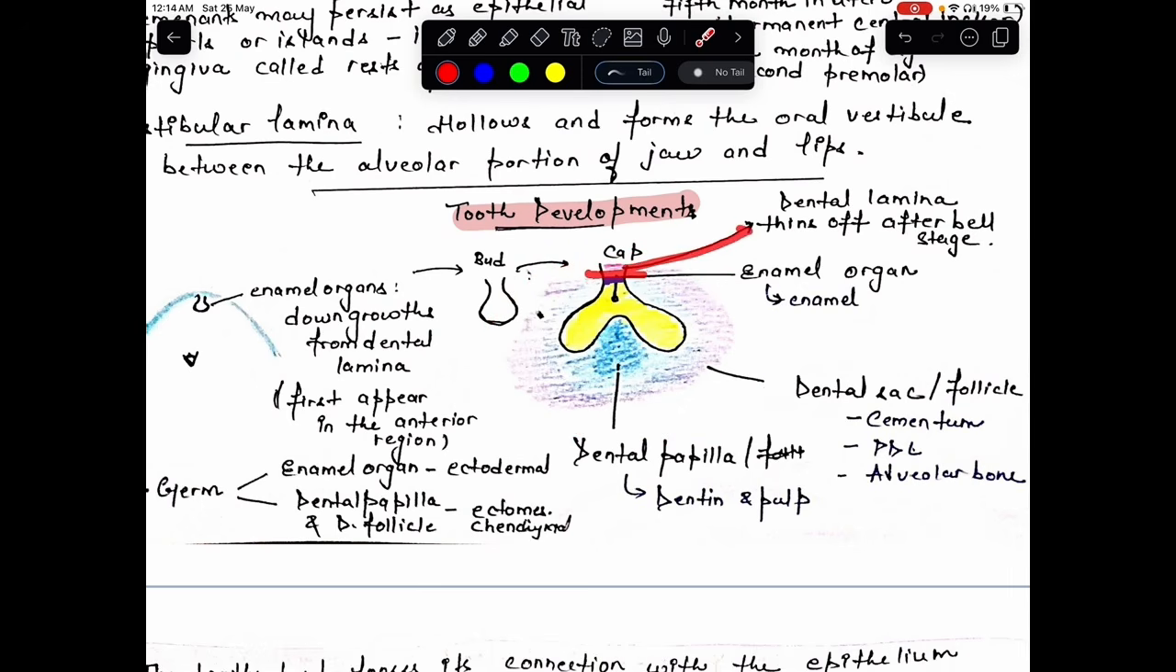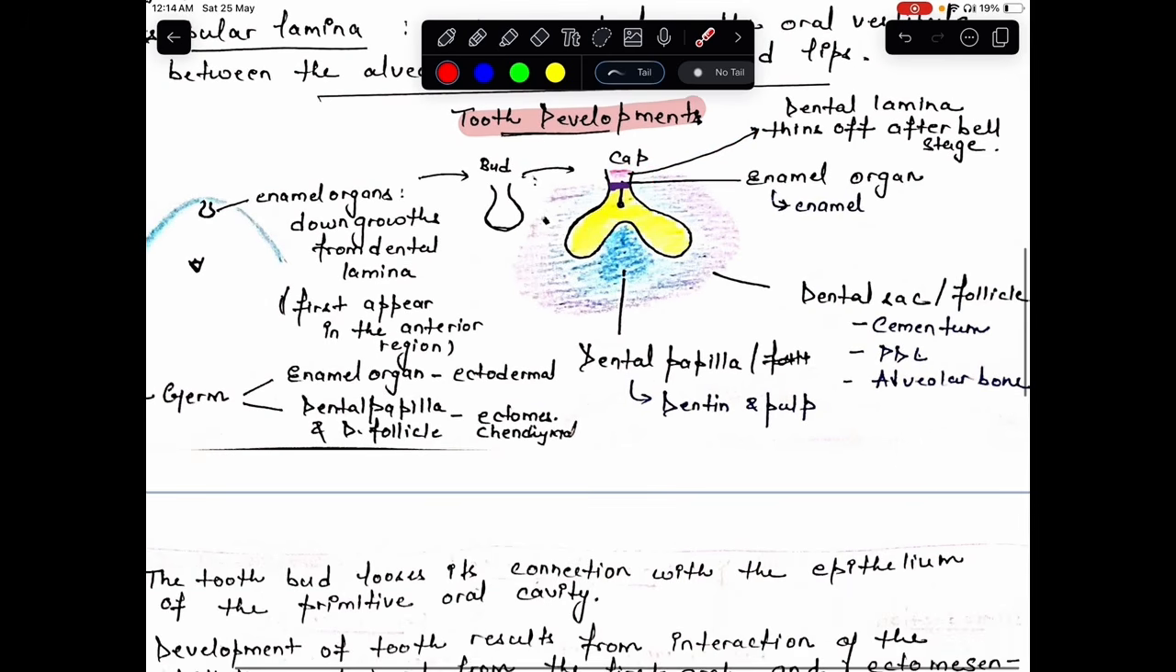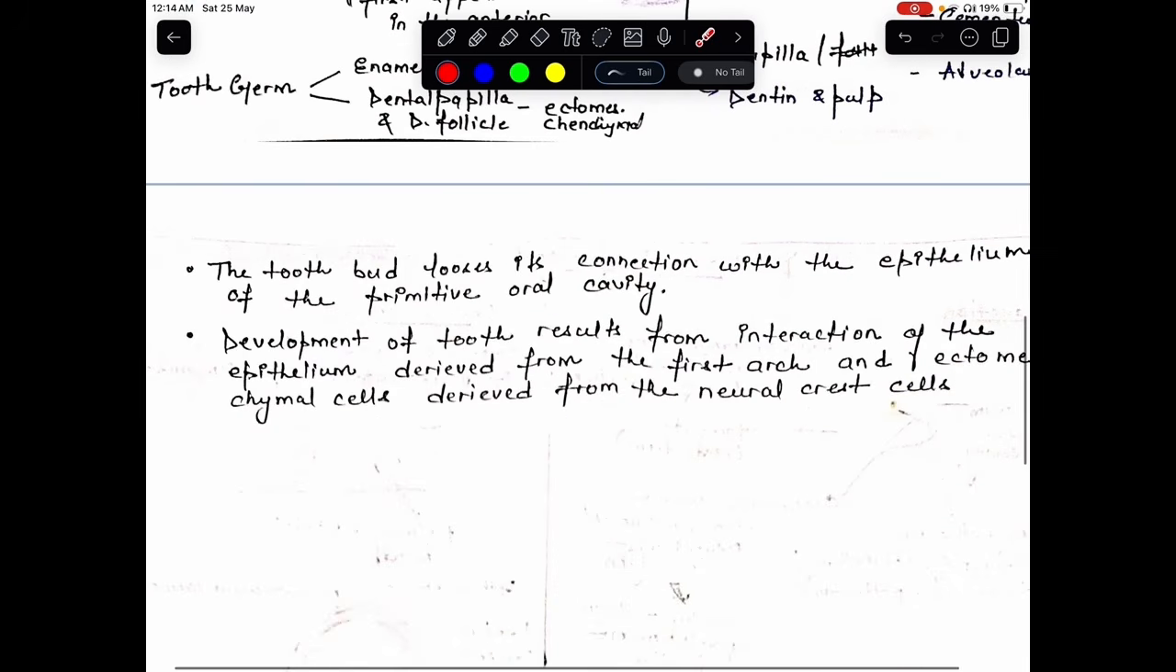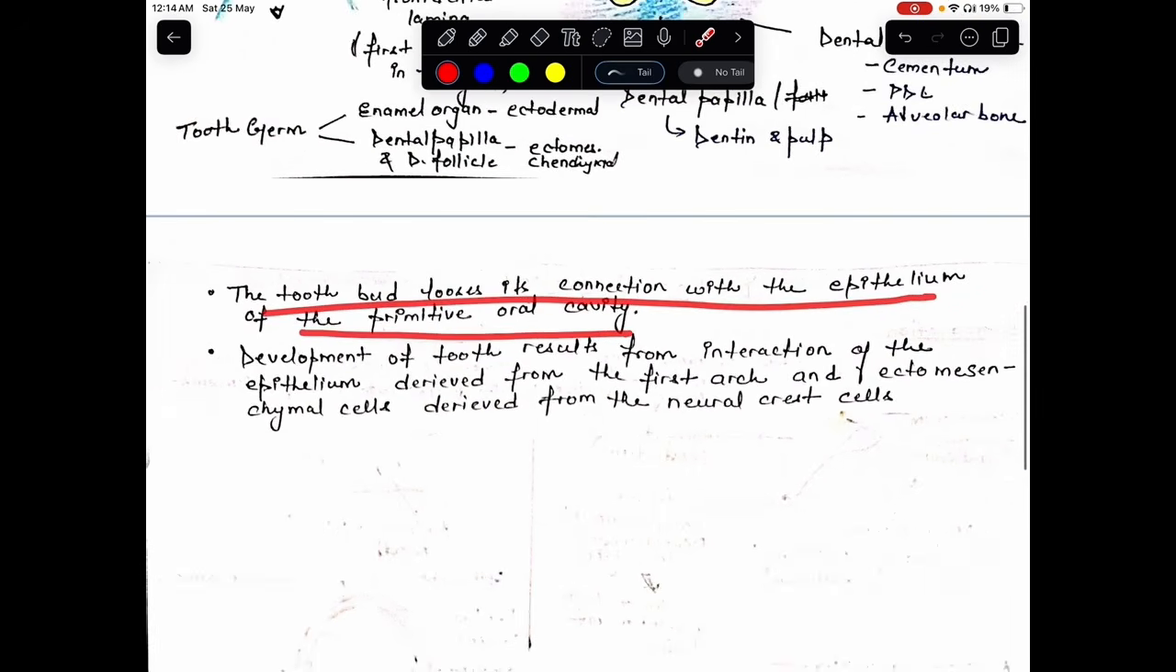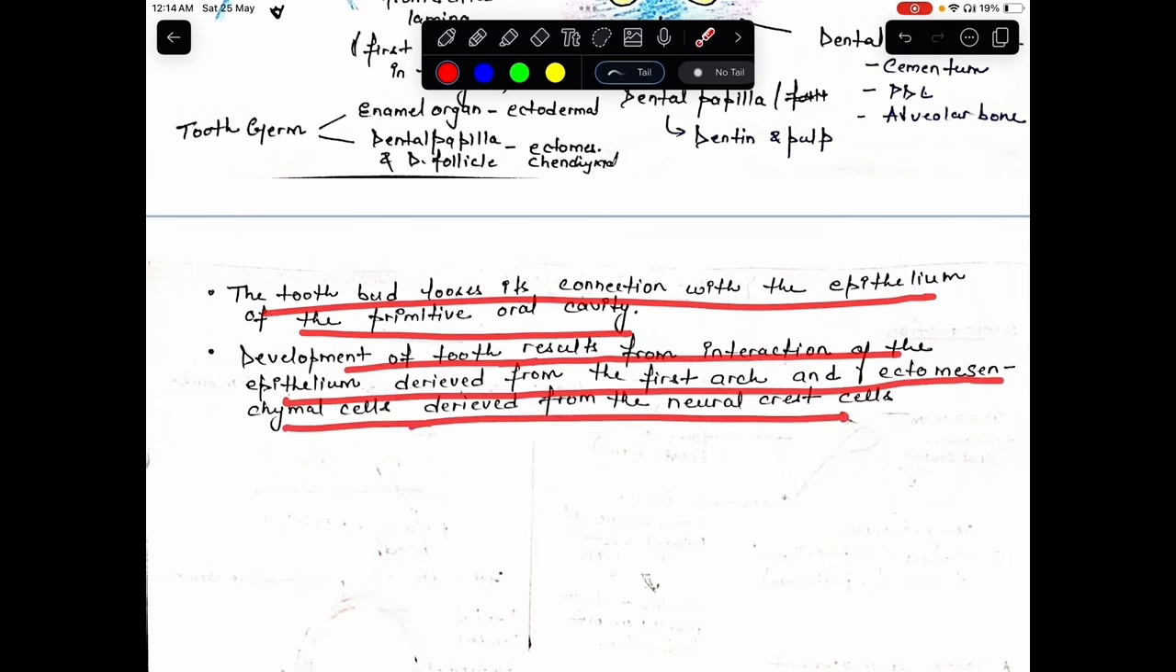it will thin off and it will degenerate. So entire contact of the tooth germ from the oral cavity will be broken off. Okay, it will be on its own. So the tooth germ loses its connection with the epithelium of the primitive oral cavity, and development of tooth results from interaction of epithelium derived from the first arch and the ectomesenchymal cells derived from the neural crest cells.